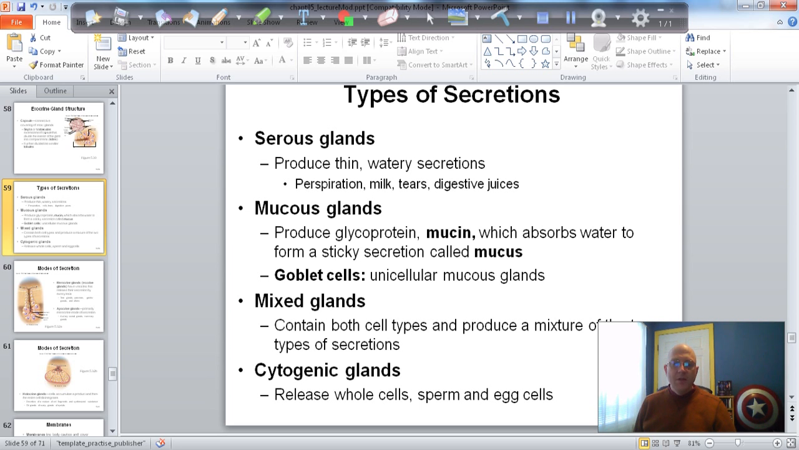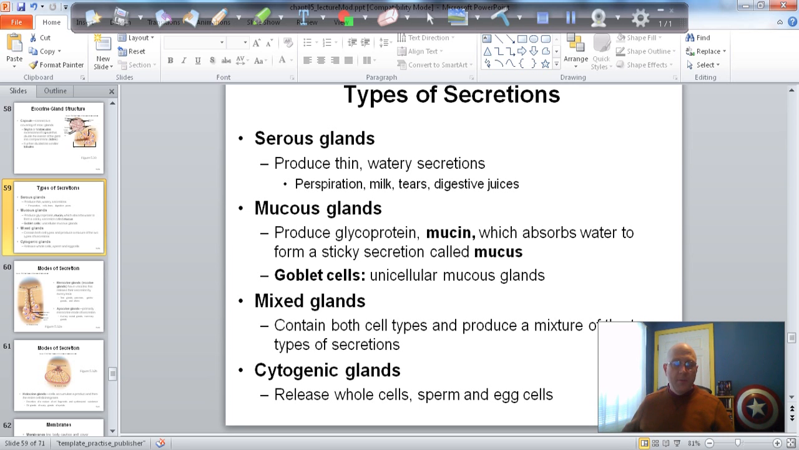Cyto for cell, genic, like genesis, creation, so they're cell-creating glands. In this case, the best examples are sperm and egg cells. So sperm cells are coming from what glands? Testes. Right? Egg cells are coming from the ovaries. So those two organs are considered to be cytogenic glands. Okay? So there we go.